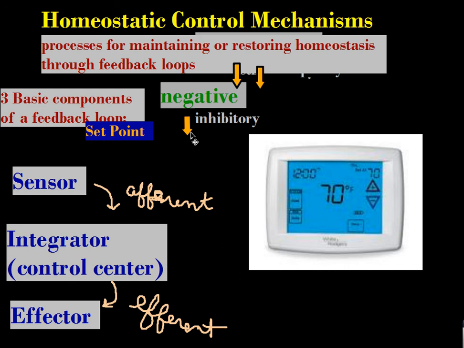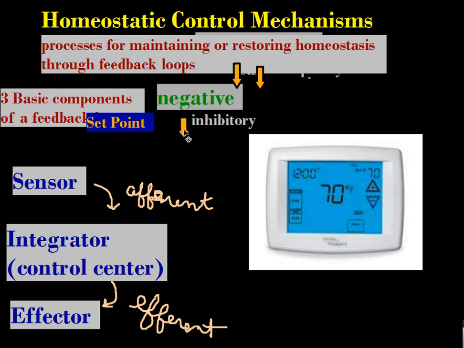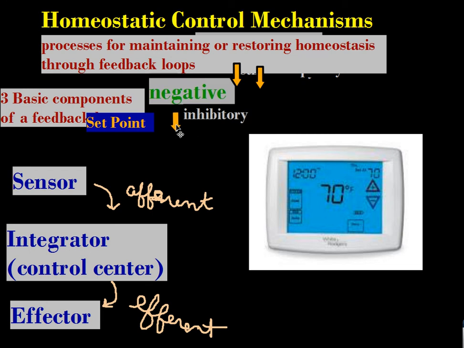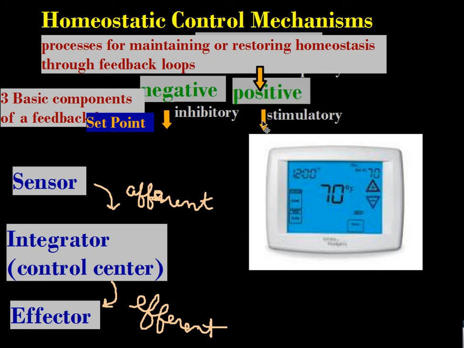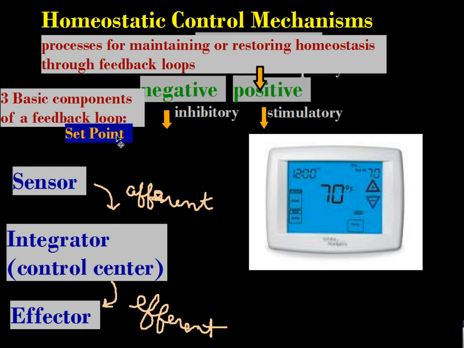This negative feedback loop is called inhibitory because it's going to inhibit the change from the set point. Whatever the set point was, the negative feedback loop is going to change it back to the way it was. So it's going to inhibit or oppose that change. Our second type of feedback loop is a positive feedback loop, and it's stimulatory. It's going to stimulate a change. So we deviate from the set point and we continue deviating from the set point. That's what a positive does.